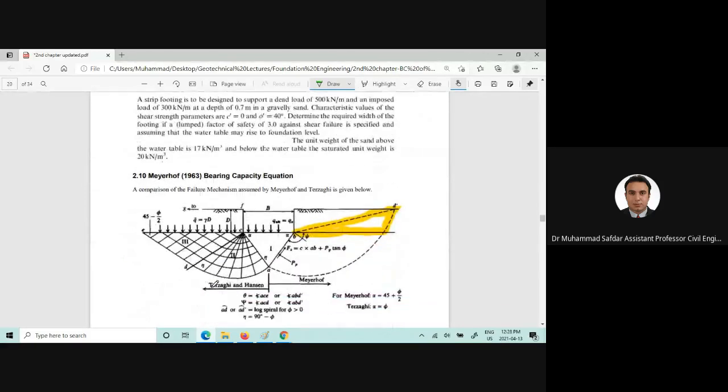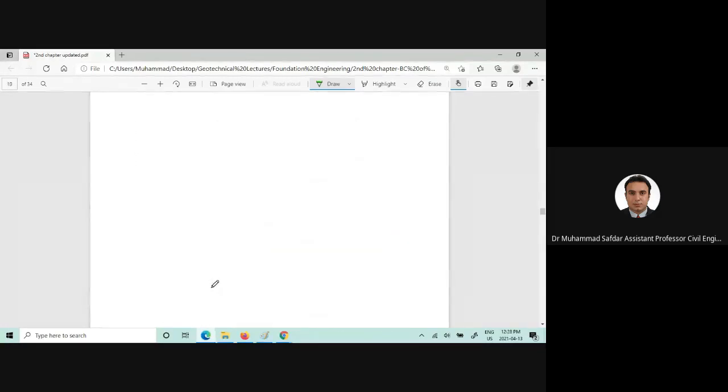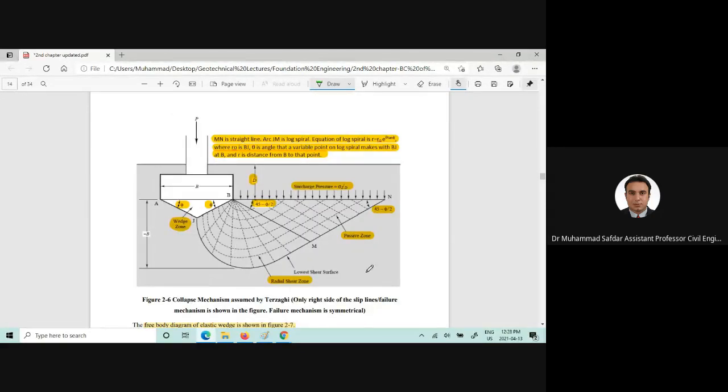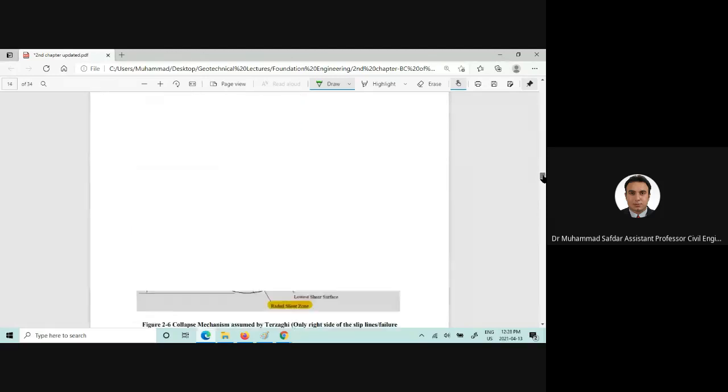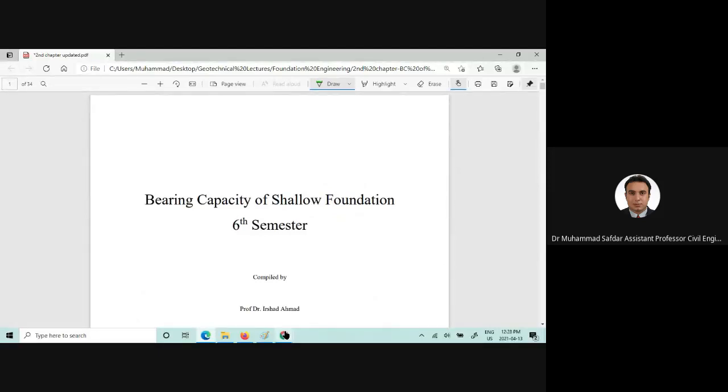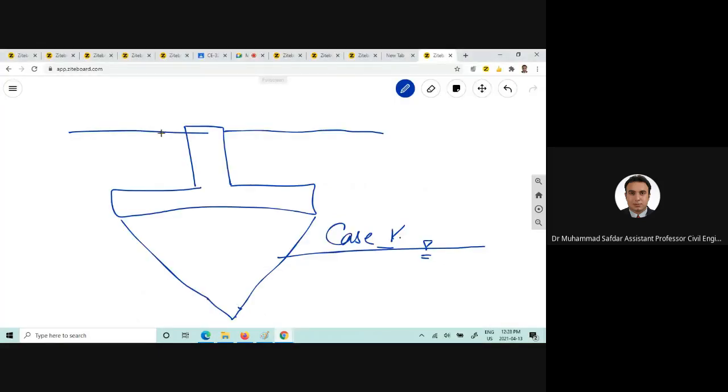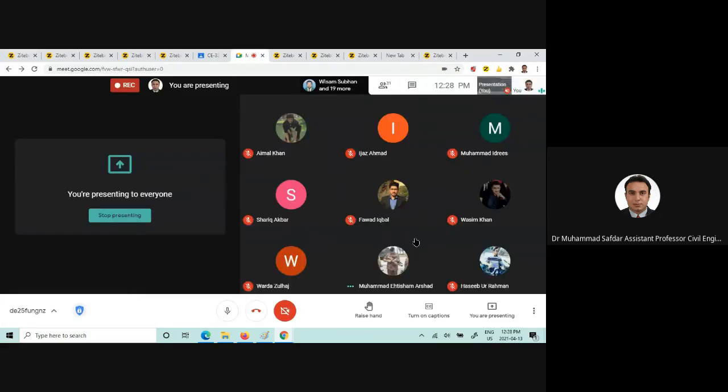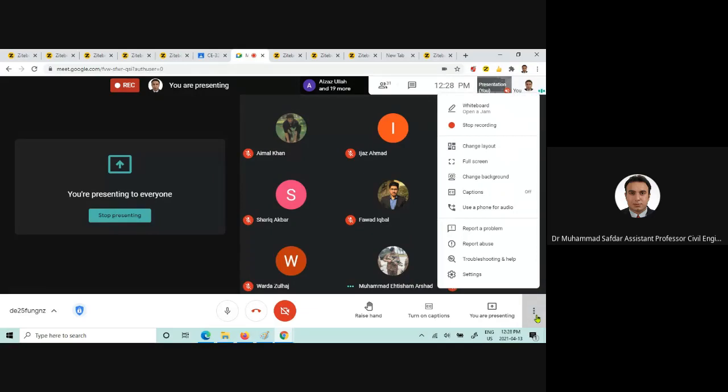Now these problems will be solved in coming lectures, and the Meyerhof theory will be discussed in the coming lectures as well. Thank you very much for listening very patiently. So that is the end of the lecture, which is related to shallow foundation bearing capacity and how we can find out the bearing capacity of shallow foundations. So these are the different zones. Today we discussed Terzaghi's assumptions as well. If you have any question, you can ask the question. So I will stop the recording.